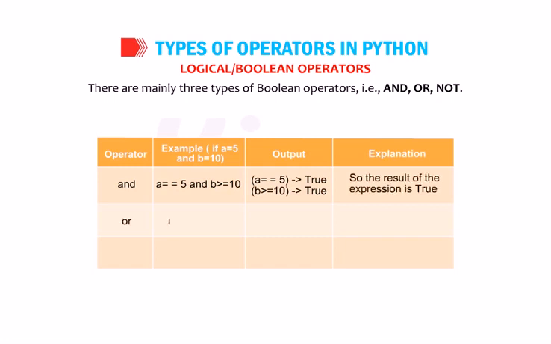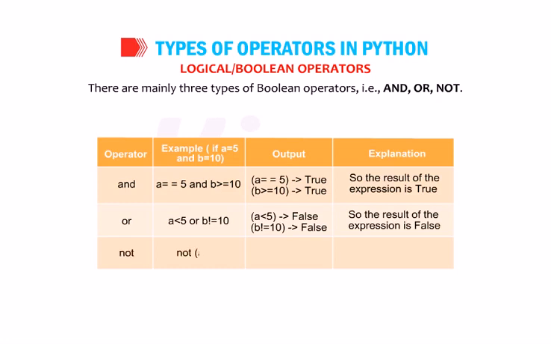Or: A smaller than 5 or B not equal to 10. A smaller than 5, false. B not equal to 10, false. So the result of the expression is false. Not: A not equal to 5. A not equal to 5, false. So the result of the expression is true.